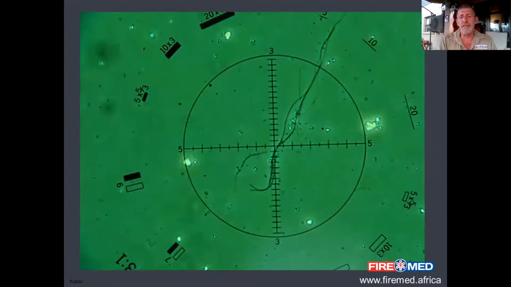So if we have a look, then this is a picture taken by the microscope. And if you see that little, it looks like a telescope sight, that's called the Walton-Beckett graticule. And each one of those lines on the top going down are 3 microns, and each one going horizontally are 5 microns. The little white spots that you see there, that's just dust particles.